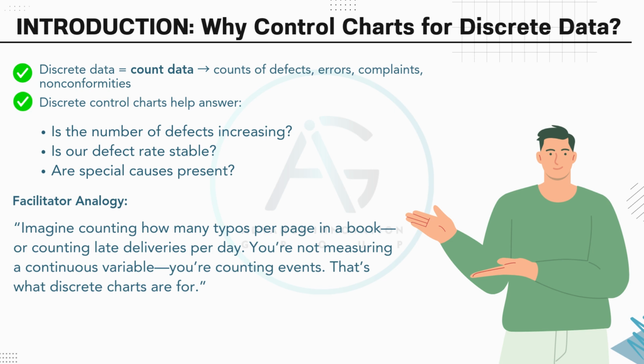To make this relatable, let's use a simple analogy. Imagine you're counting typos per page in a printed book, or tracking how many deliveries are late each day. You're not measuring a value on a scale, like height or weight, you're counting occurrences. That's what discrete control charts are designed for, to monitor how these counts behave over time and determine if the process is in control. So in short, discrete control charts are your go-to tool when dealing with count-based attribute data.